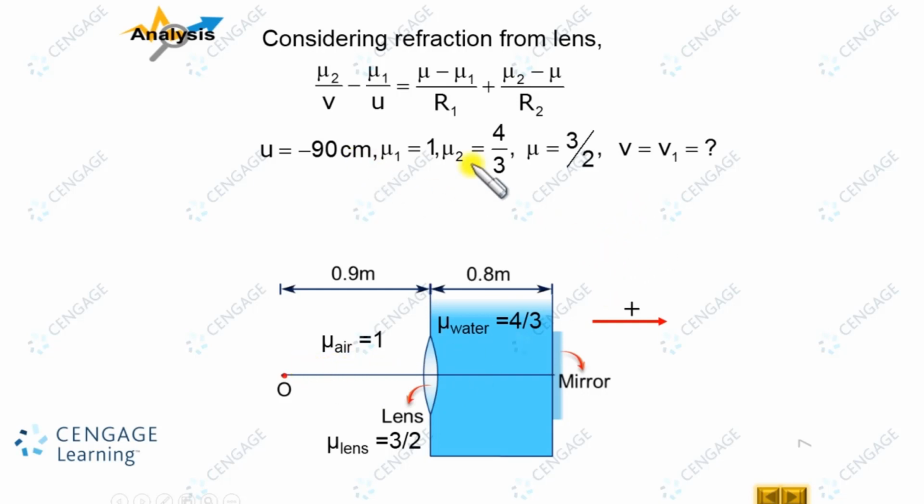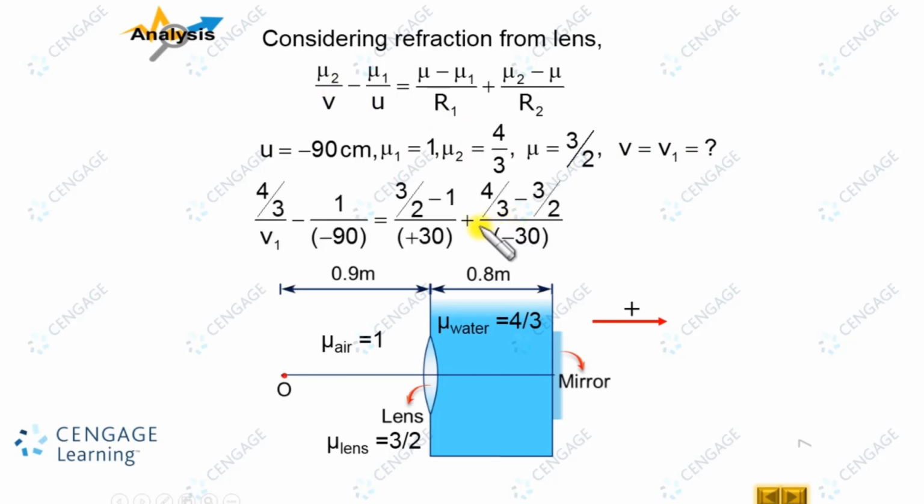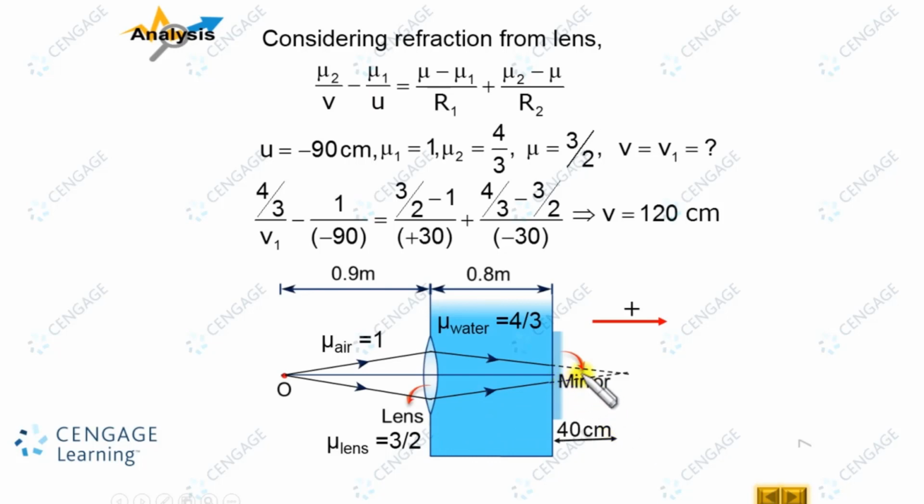So let us substitute the values in this formula. If we solve this, we can get the value of v, and v is equal to 120 centimeter. This is v1. v1 equal to 120 centimeter. That means the ray starts from this position, interacts with the lens and converges to this point, 120 centimeter from the lens, and we know this distance is 80 centimeter. So this should be 40 centimeter.